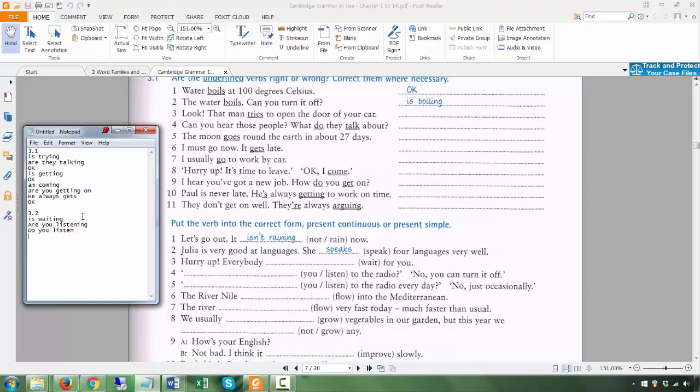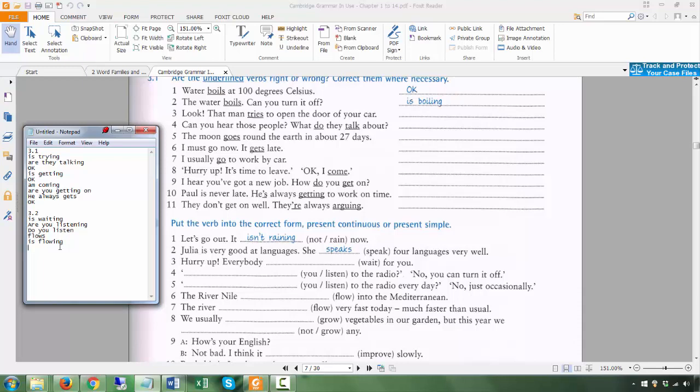Number 6, the river flows, because it's a fact, it regularly happens. It's not just doing so right now. Of course, it always flows. It's something that happens regularly. But right now, today, the river is flowing very fast today.